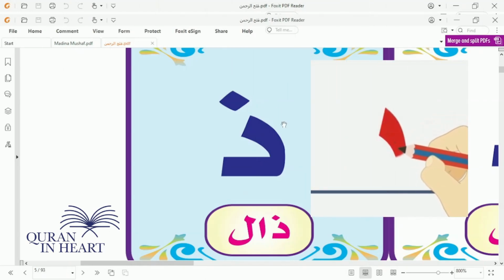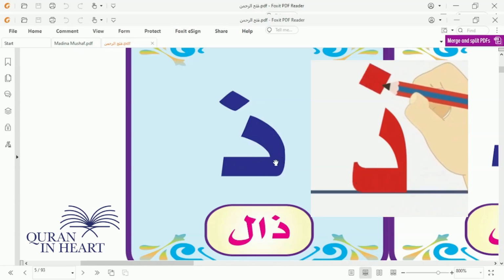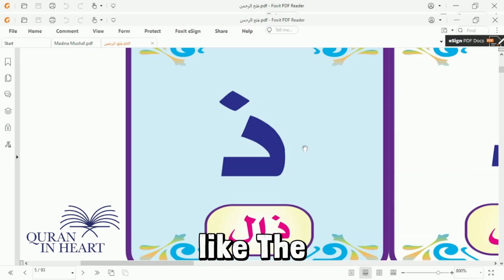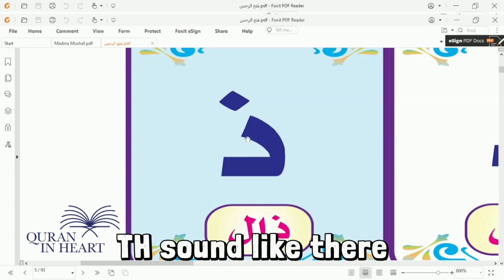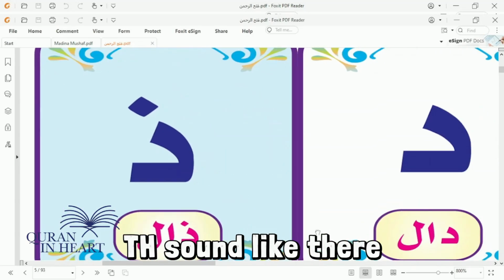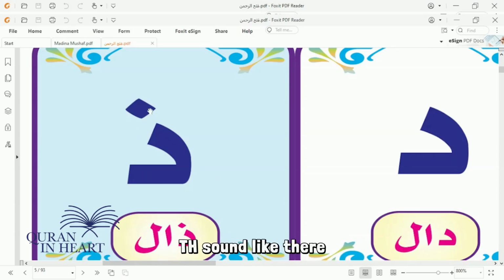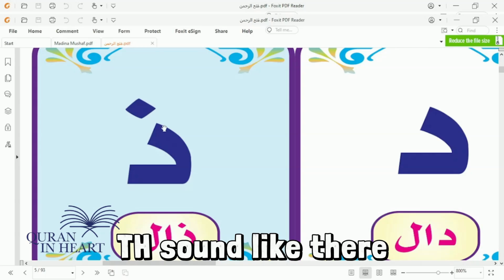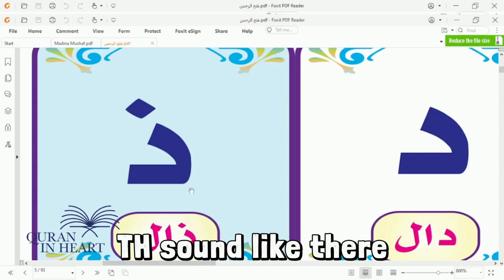Attention, Dhal. With Dhal, you feel like you have to show the tip of your tongue out. It is the TH sound, like in the words there or that. Repeat after me. This letter is called Dhal. Dhal is exactly like his brother Dal, but again remember the dot.